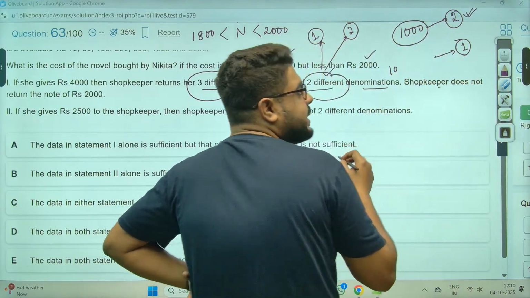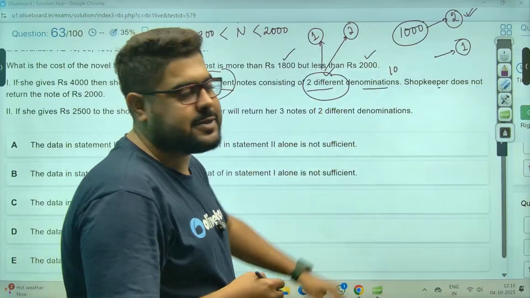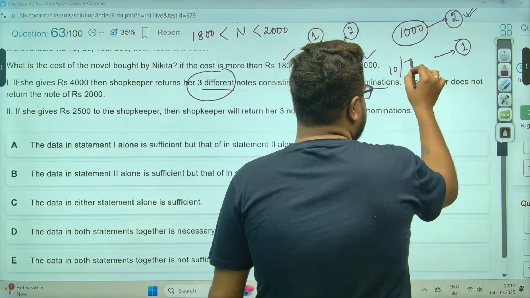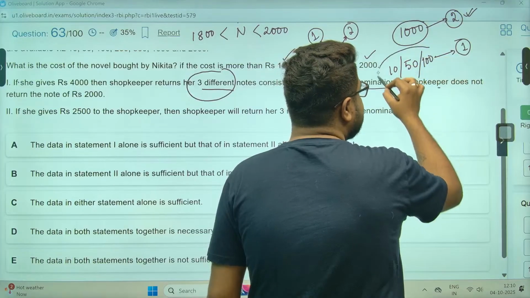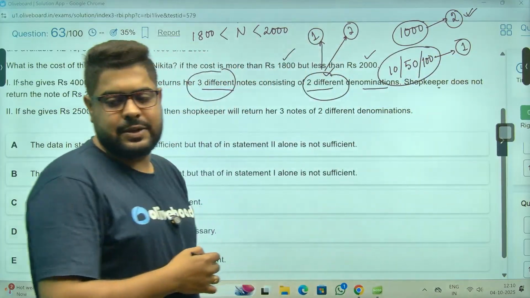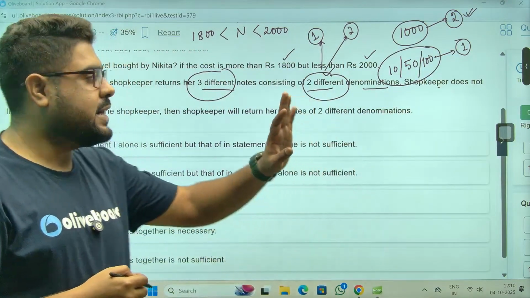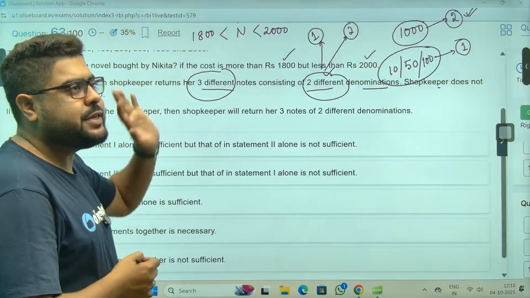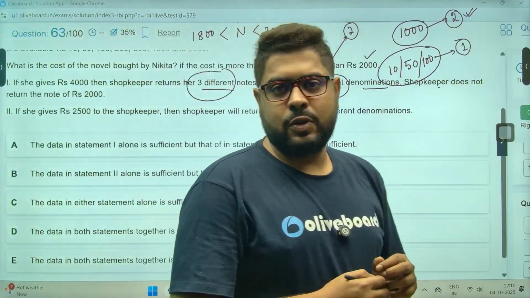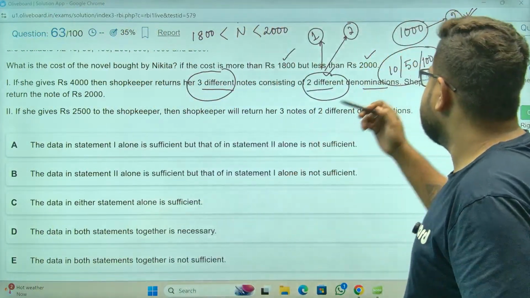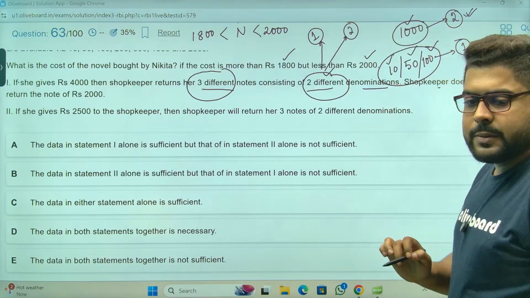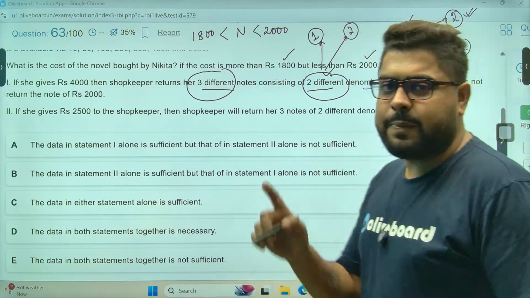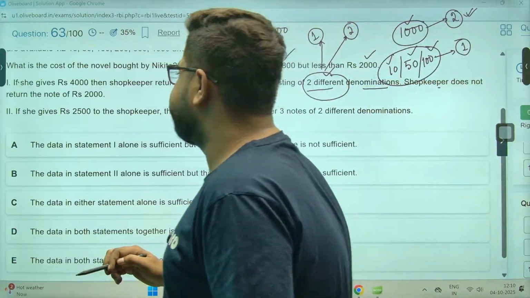The third note is 10 rupees. Or, sir, it is 50 rupees. Or, sir, it is 100 rupees. These are the possibilities. But again, sir, please understand, statement 1 alone is not sufficient. The answer is no. I'm getting 3 different options. It can be 1000, then this one, this one. So I cannot pinpoint the exact cost of the novel.